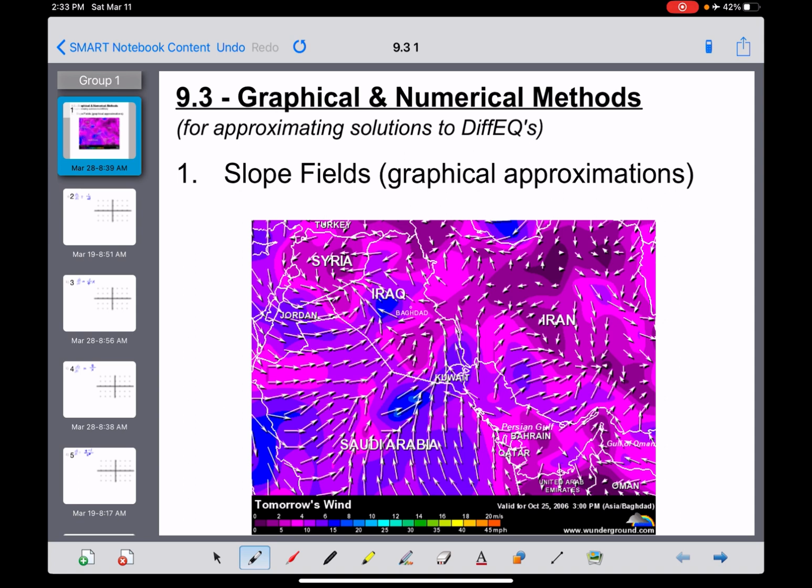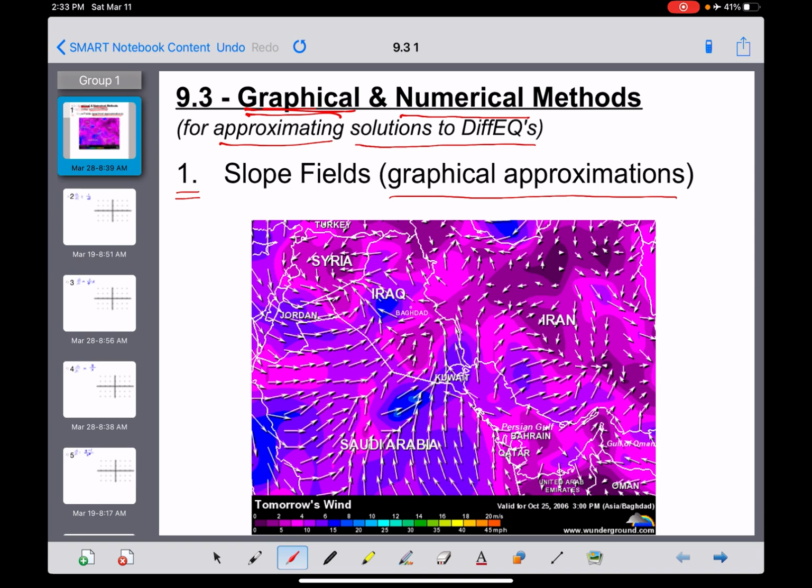So we come up with two methods right here for approximating solutions to differential equations. One of which is called a graphical method, and the second of which is called a numerical method. So the first thing we're going to talk about, our first video here from 9.3, is going to introduce the concept of something called a slope field. And this is what we mean here, guys, by the first part, a graphical approximation method to a differential equation.